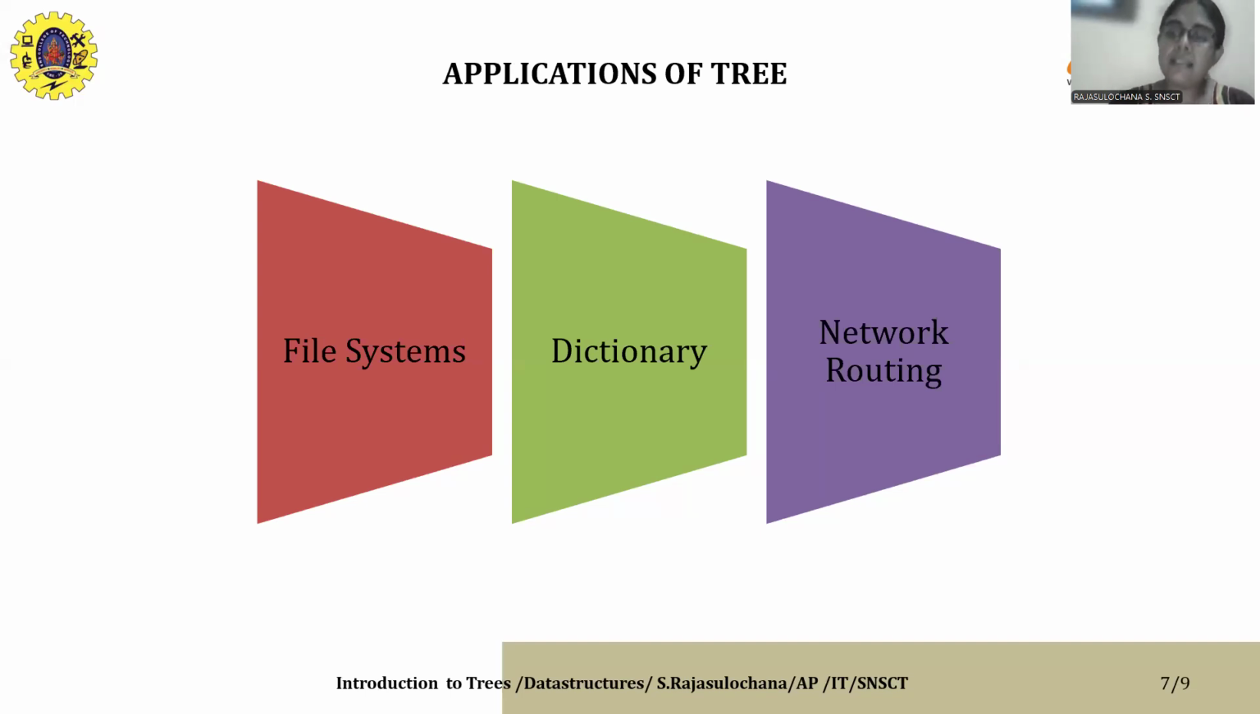And in a dictionary, the words are again organized in the form of a tree, which helps in an efficient search process. And in network routing, all the paths in the network routing protocols are organized with the help of tree data structure, which makes the search operation simpler. These are the main applications, not the only applications, of tree data structure. Apart from this, we do have several other applications as well.